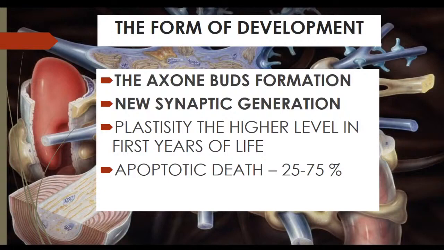Plasticity is the ability to form new terminals and to form new synaptic junctions between the nerve cells and muscle, nerve cells and other nerve cells. And this is plasticity. It's highest in the first year of life. After that, we have seen that 75% of the neuroblasts can die because they are not joined with a target organ. For example, the target organ is a muscle, a striated skeletal muscle fiber.